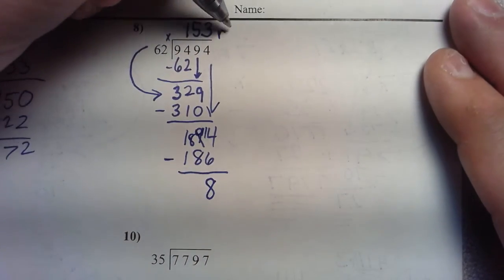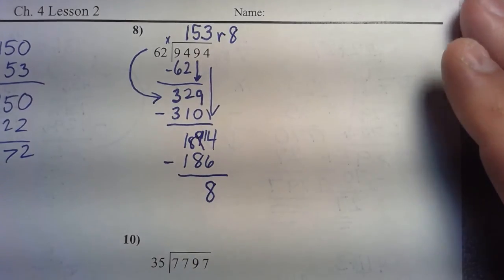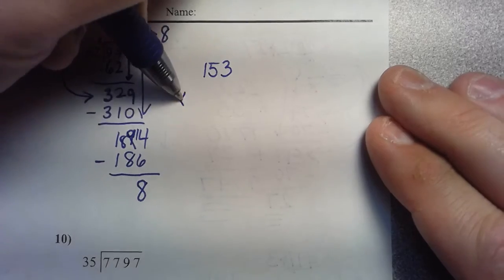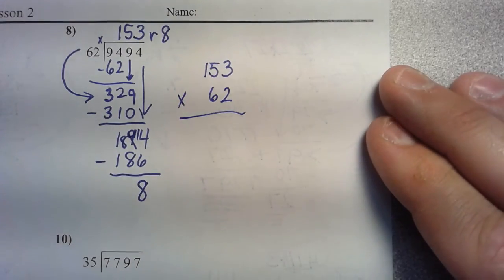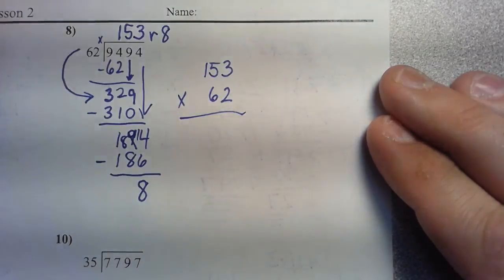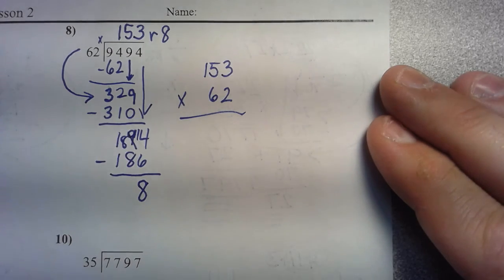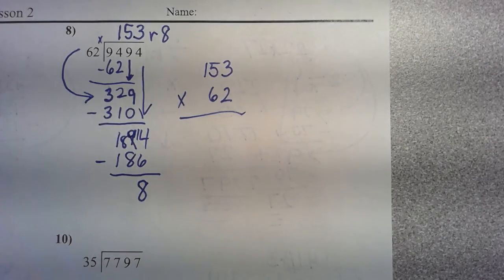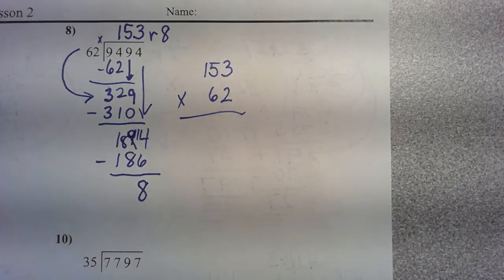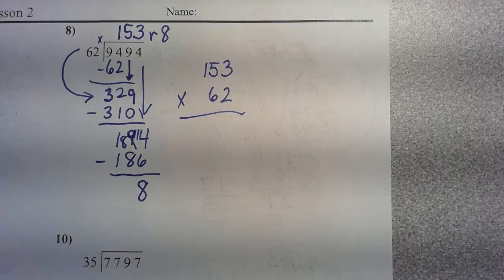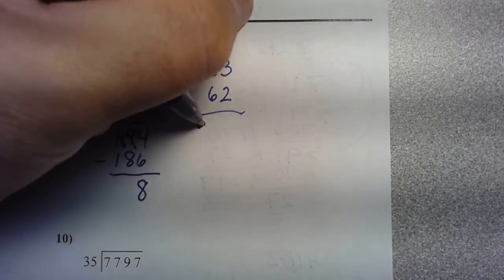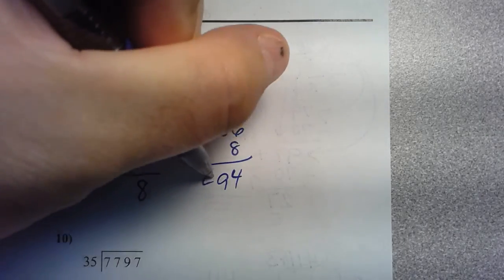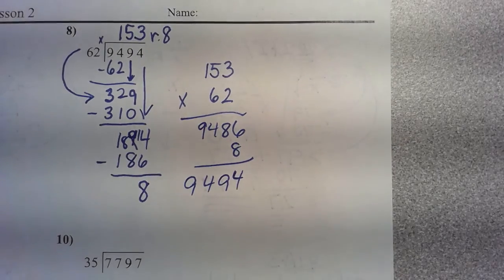Is that what everybody else got? If we check it, 153 times 62. I said 8. Yeah, I said 8. Look at him trying to correct me. Been wrong 3 times with him this year, and he's all right. So 153 times 62, 9486. Add on my 8. So this is 9494. There we go.